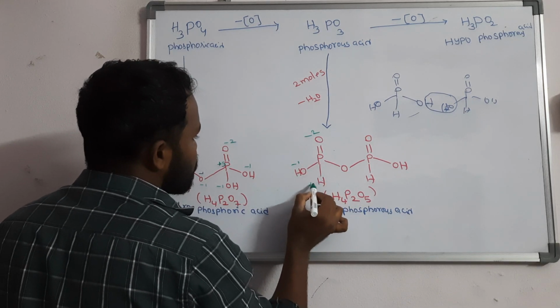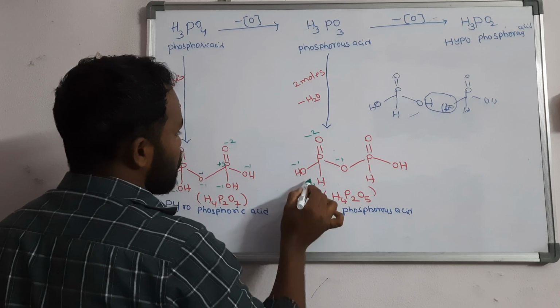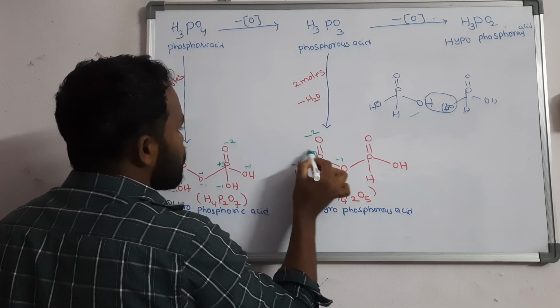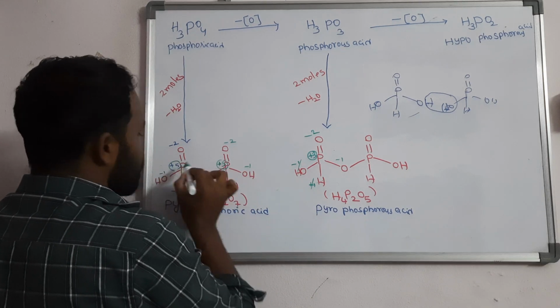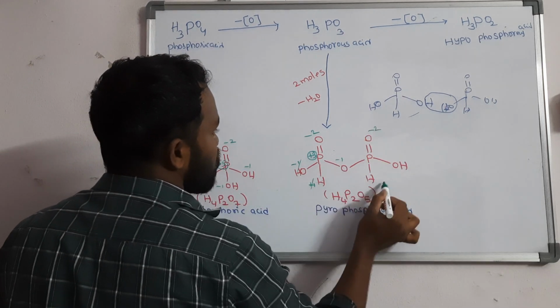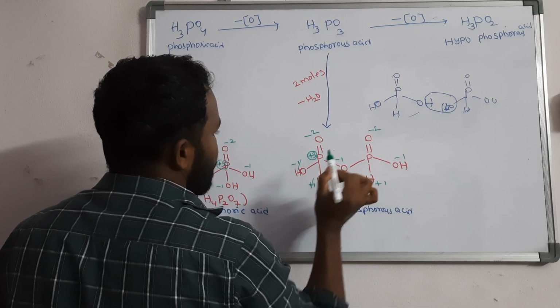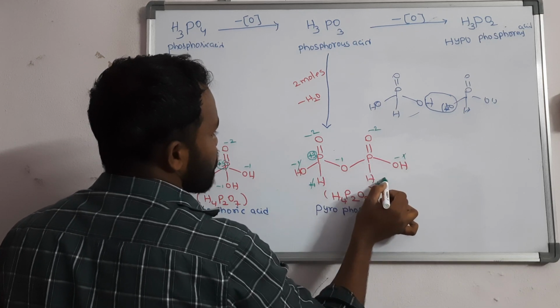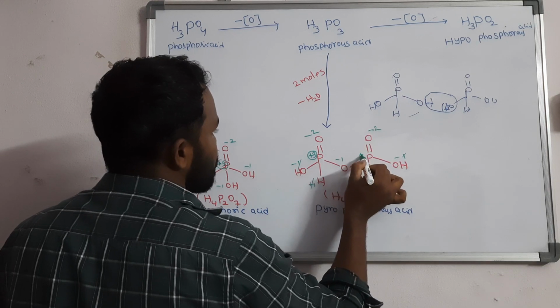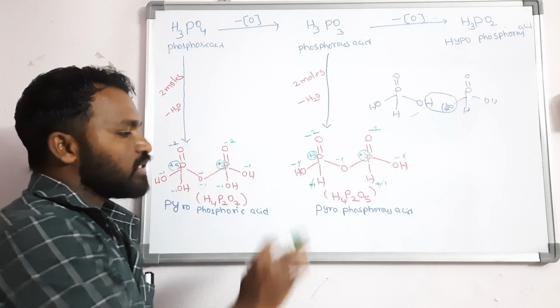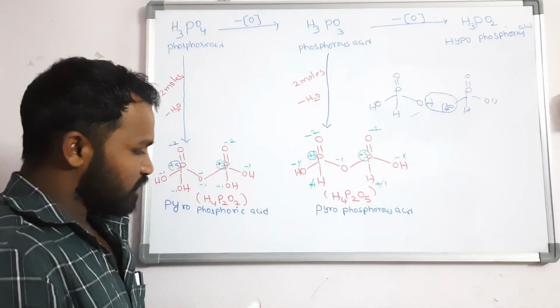So already you know this is +1, this is -1. +1 and -1 cancel. -2, -1 gives +3 for phosphorus. Same here, -2, +1, -1, then -1; the +1 and -1 cancel. -2, -1 gives +3 for phosphorus. This is pyrophosphorus acid.